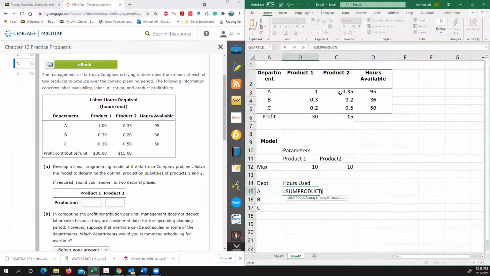So I will do here sum product, and in the sum product, I will be doing these ones. So this is for department A. So I have to go this way, right? I have to go this way, and then how much I produce.